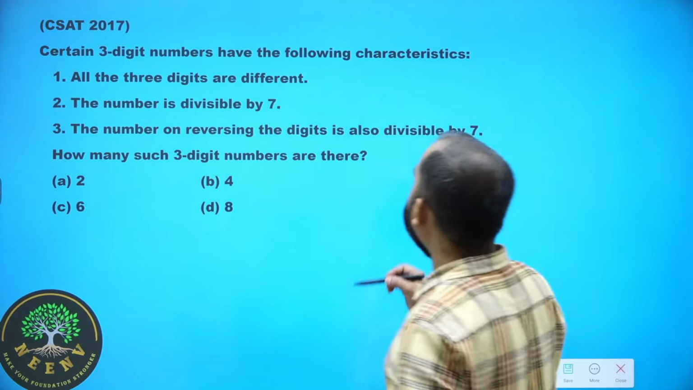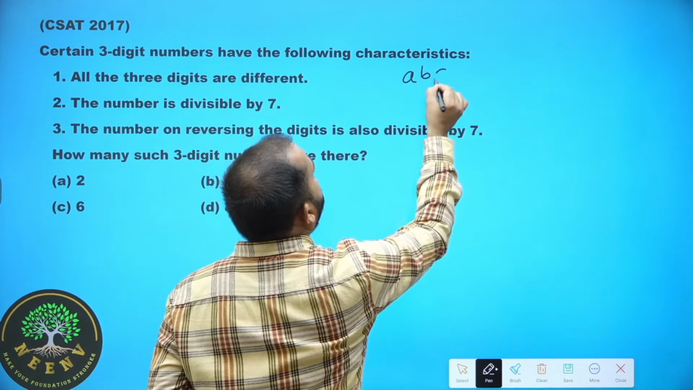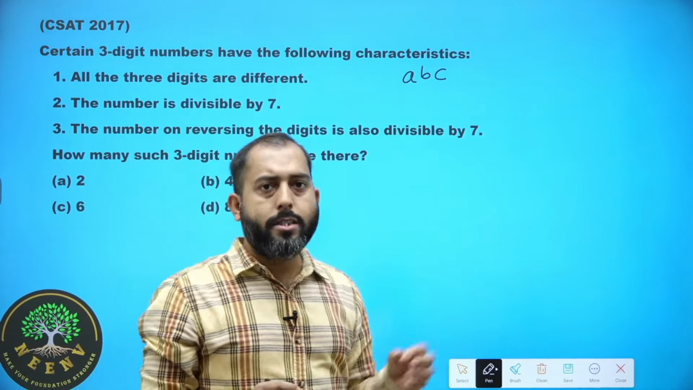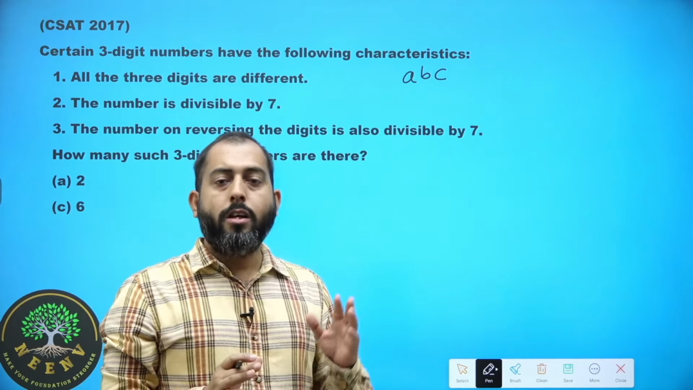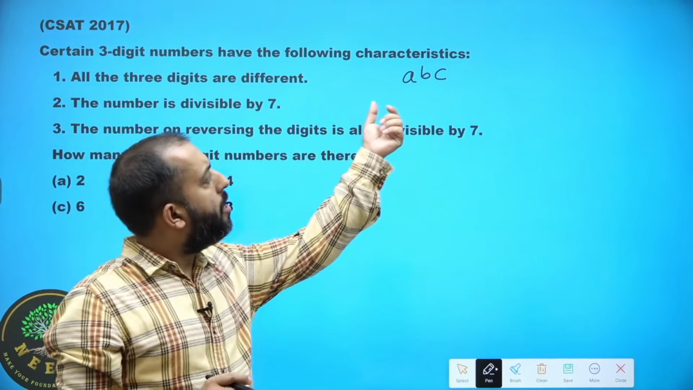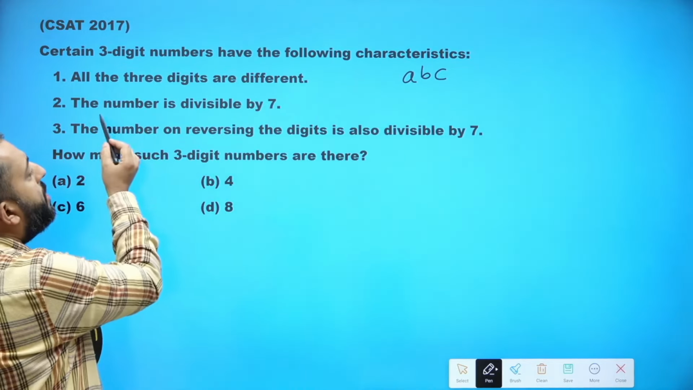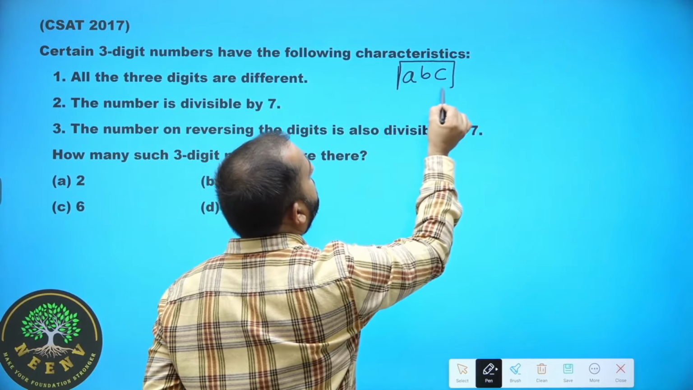Let's say the number is A, B, C, where A is the 100th digit, B is the 10th digit and C is the units digit. Since all the three digits are different, I have assumed three different alphabets. The number is divisible by 7. Now this number ABC is divisible by 7.